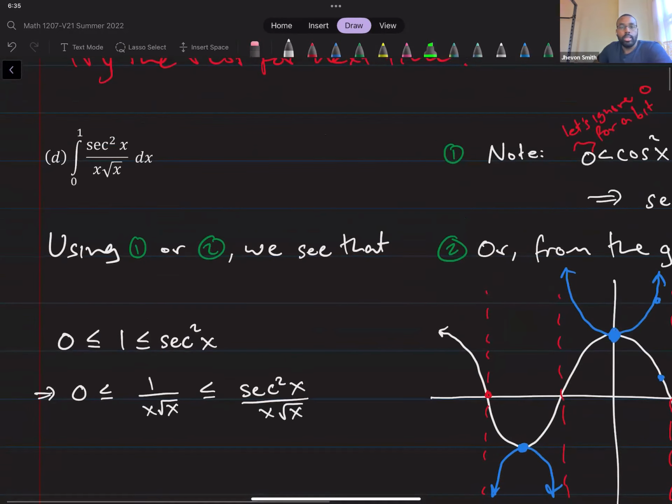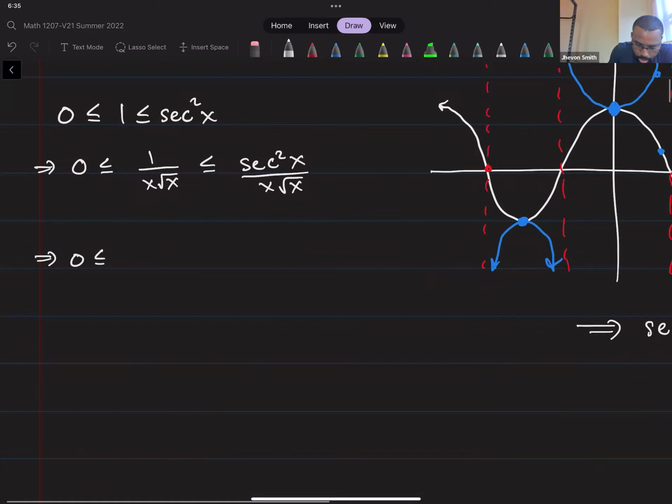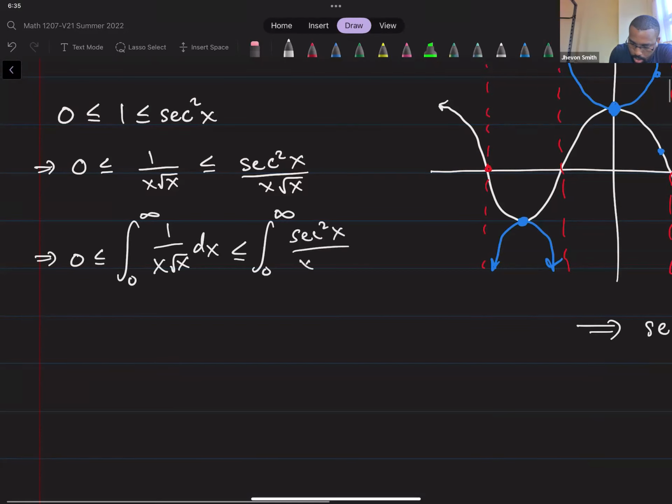And this, of course, would imply, if I start taking integrals now, that I have that. And so now I can apply a comparison theorem. Hopefully it's very easy to see that the middle one is going to diverge.